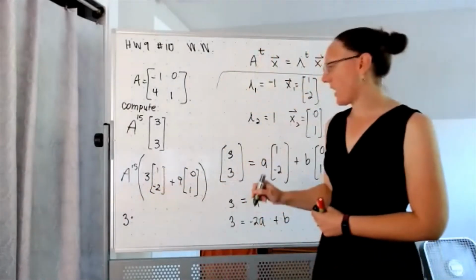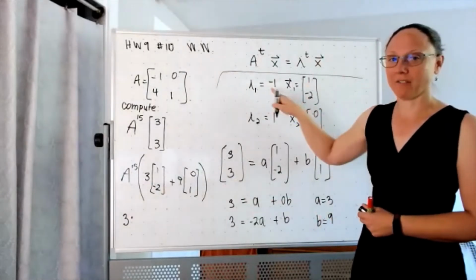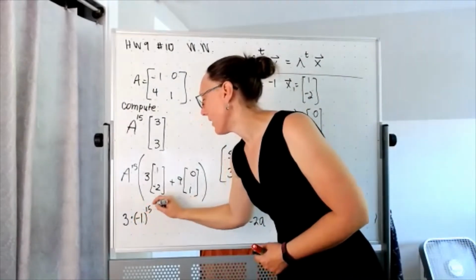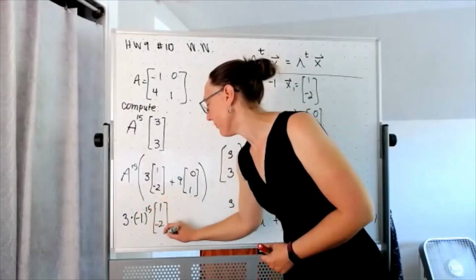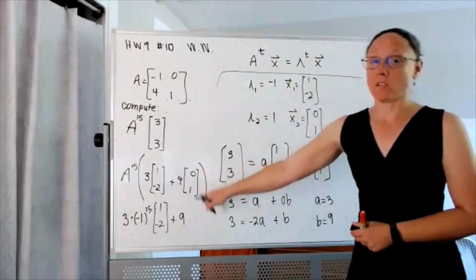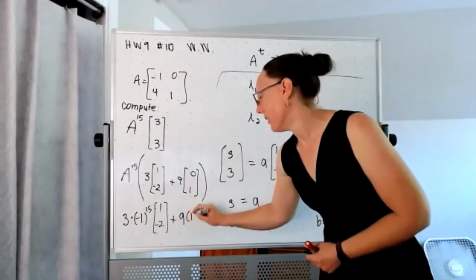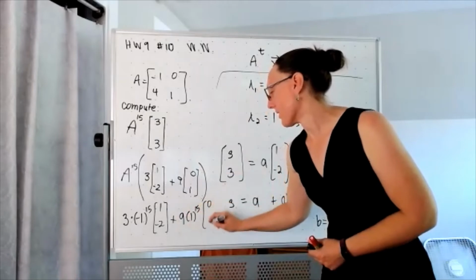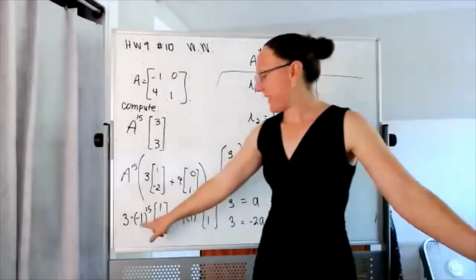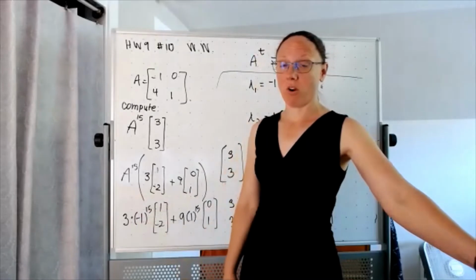The eigenvalue associated with 1, -2 is equal to -1. So I'd have -1 to the 15th times 1, -2, plus 9 times the eigenvalue associated with 0, 1, which was a lambda of 1, to the 15th times 0, 1. Not too bad. If I take -1 raised to the 15th power, that should work out to be negative overall.